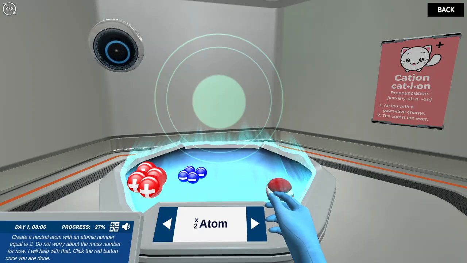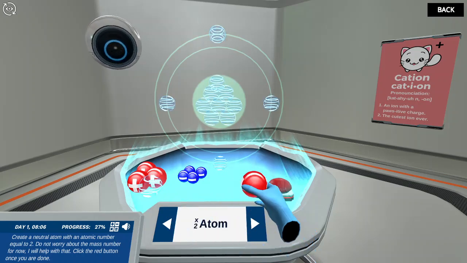Create a neutral atom with an atomic number equal to 2. Do not worry about the mass number for now, I will help with that. Click the red button once you are done.